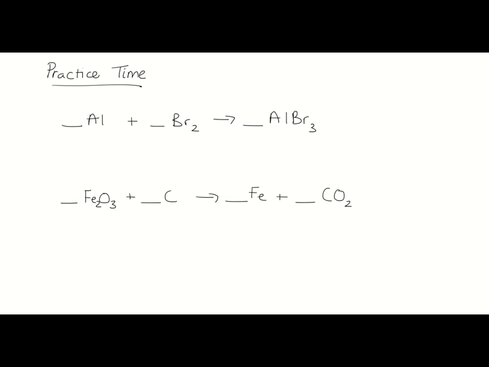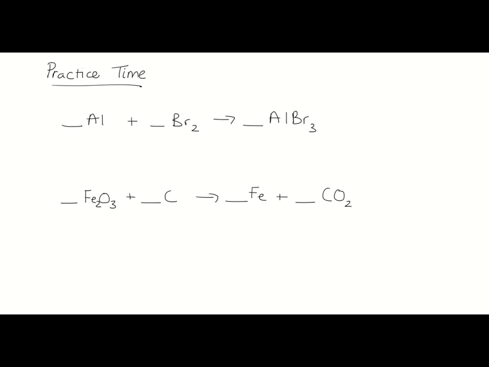Right then, here's the answers. So draw my line, list my elements, aluminium and bromine, both sides. Okay, so this side I've currently got 1 aluminium and 2 bromines. This side I've currently got 1 aluminium and 3 bromines. Common target for the bromines, we've got a 3 and a 2. The number they both fit into is a 6, so my target is a 6.